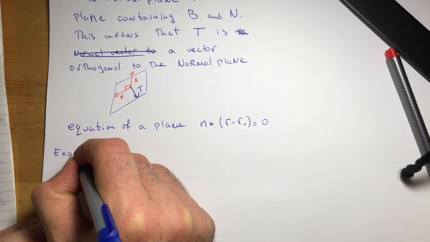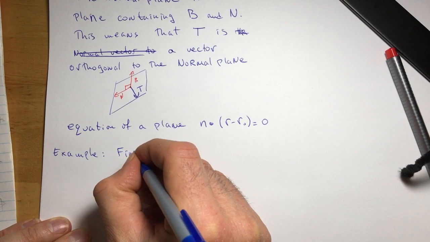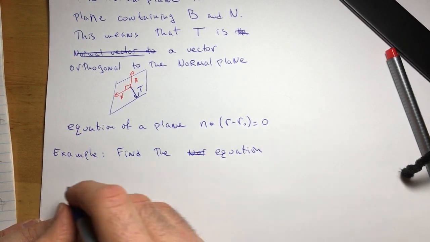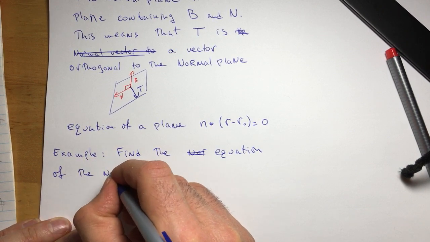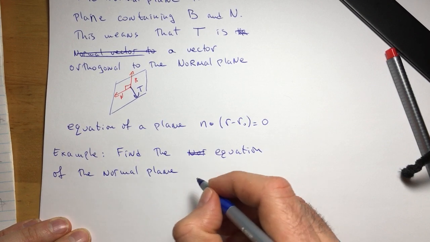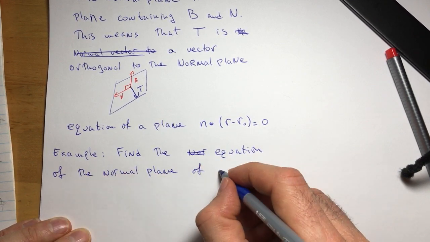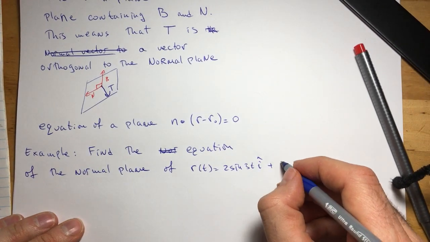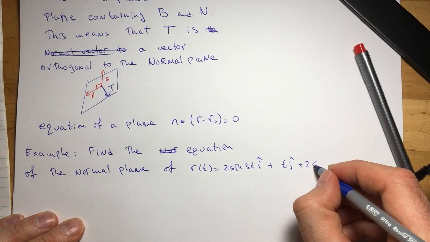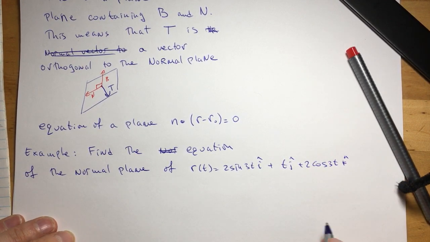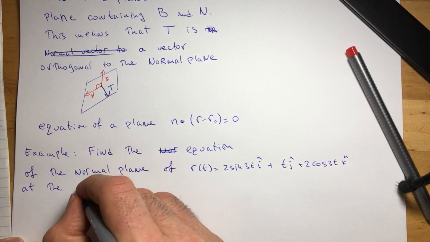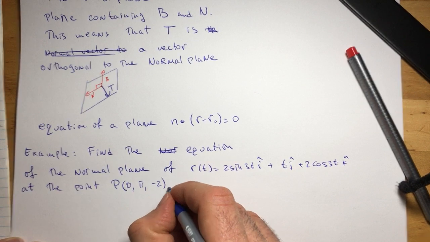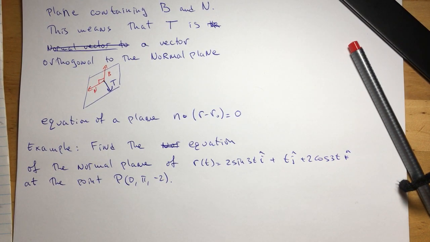So example, find the equation of the normal plane of r of t is equal to 2 times sine of 3t i plus t j plus 2 cosine of 3t k at the point 0, pi, negative 2.